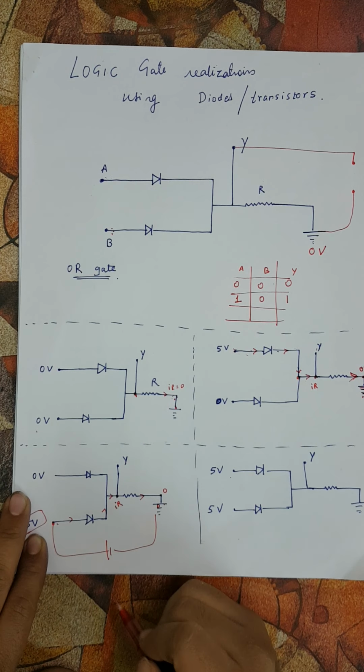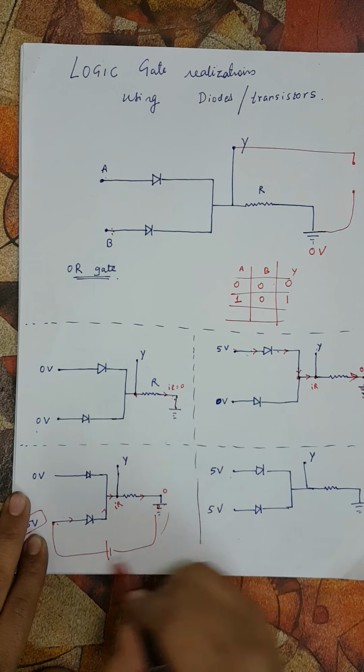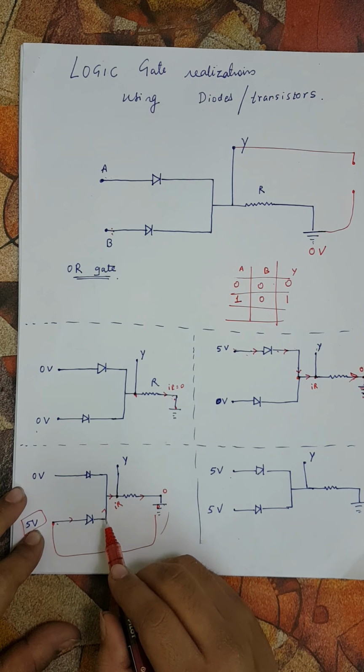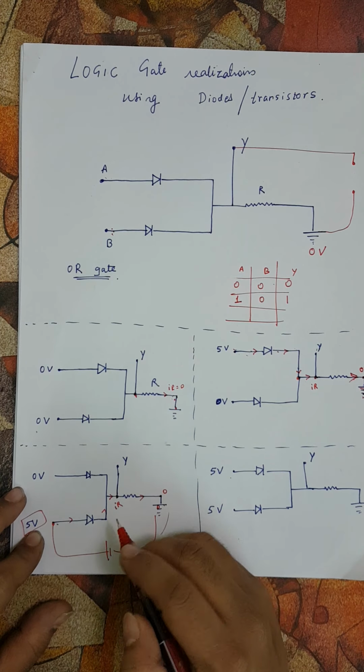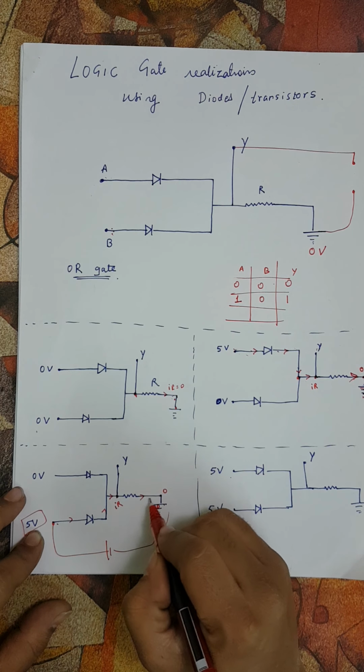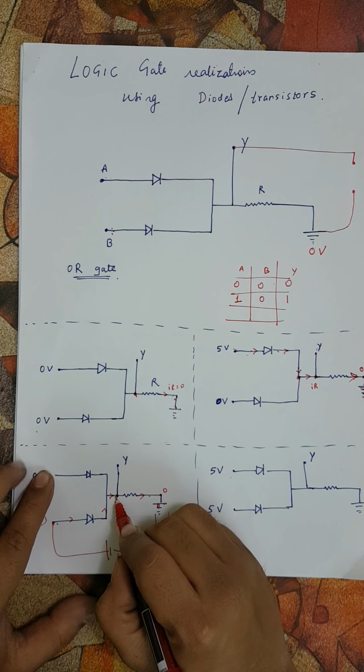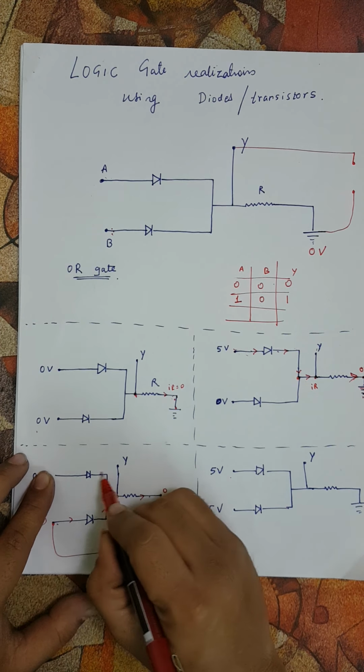So this is how it actually works. The current will go like this, through the forward biased diode here. So this is 0 volt, and this is high voltage, and this is high voltage, this is 0 volt, but this is reverse biased, so nothing goes here.